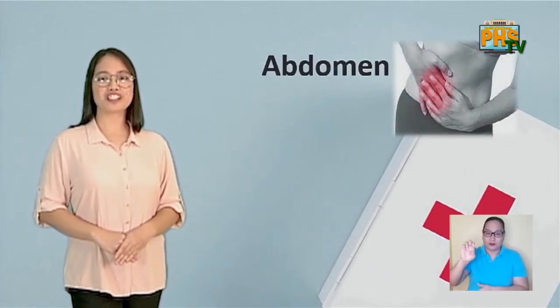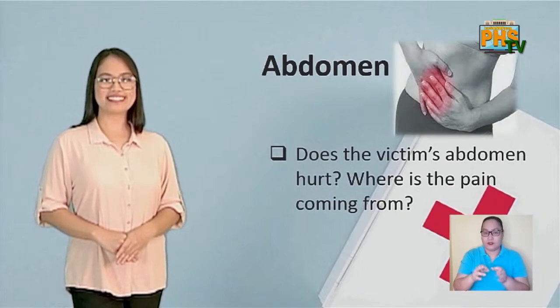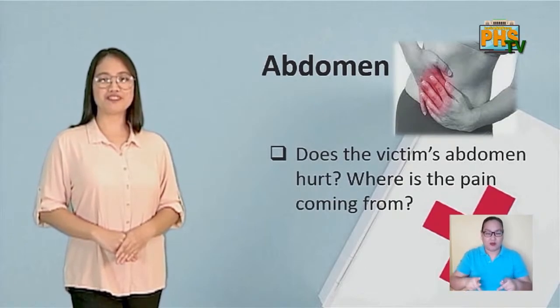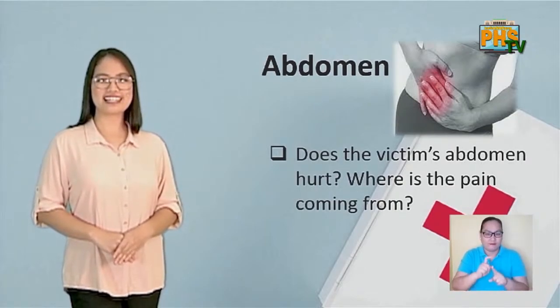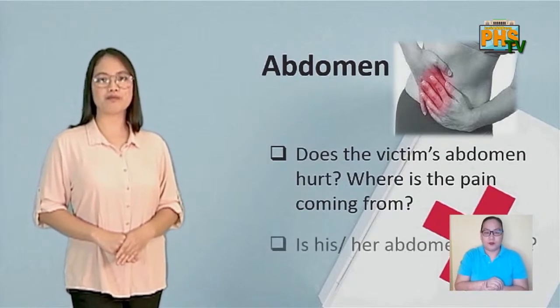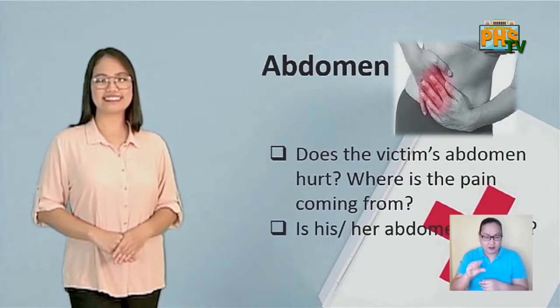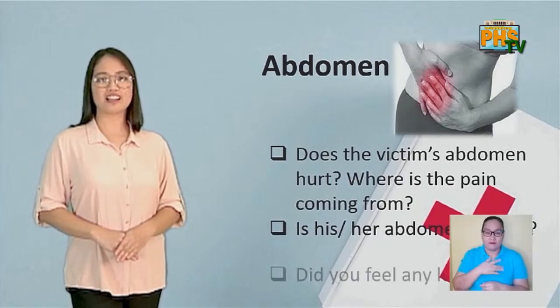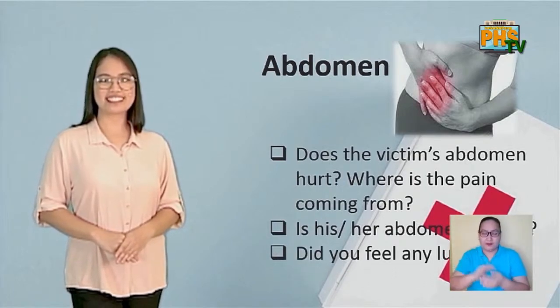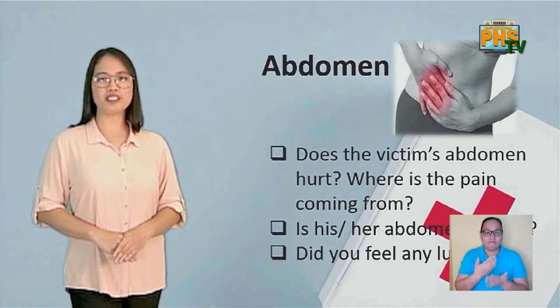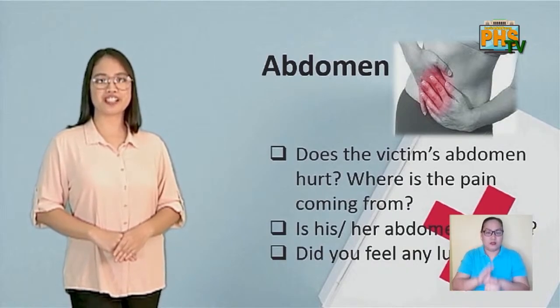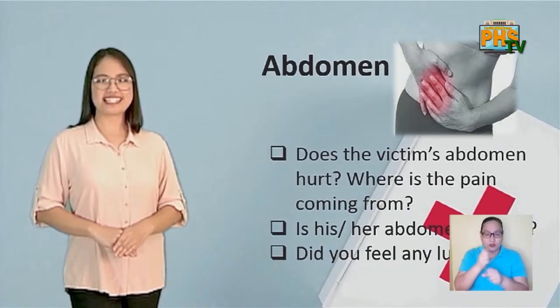Second, abdomen. Does the victim's abdomen hurt? Where is the pain coming from? Is his or her abdomen tender? Did you feel any lumps? These are the common conditions that you need to consider to get immediate medical assistance.